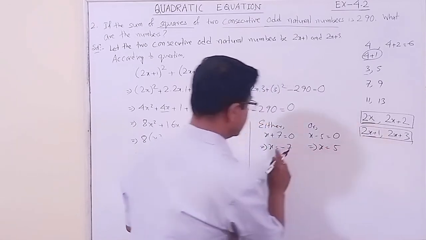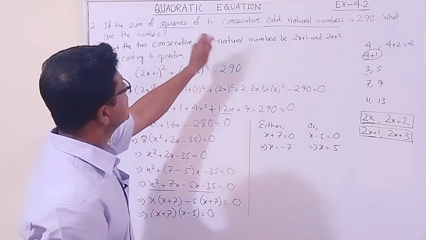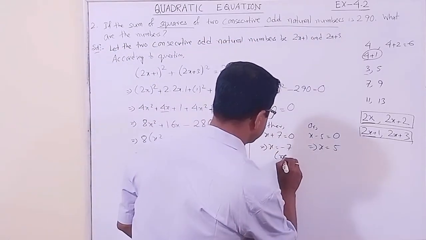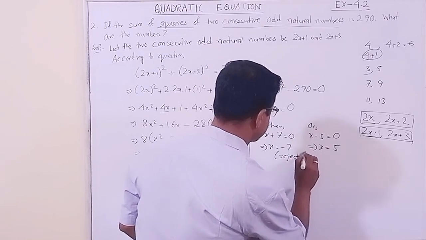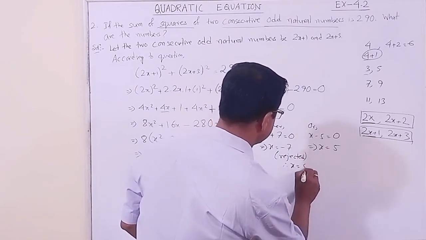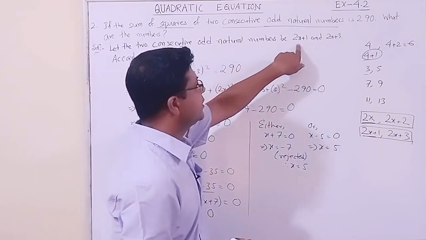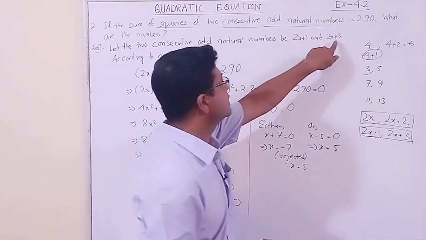X is equal to 5. Now here it is said about the natural number. Minus 7 is not a natural number, so let us reject it. This is rejected. Therefore, x is equal to 5. Let the two consecutive odd natural numbers be twice x plus 1 and twice x plus 3.